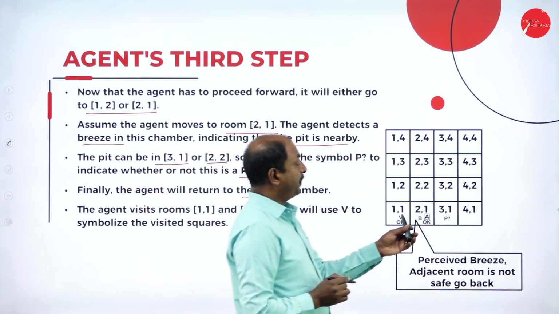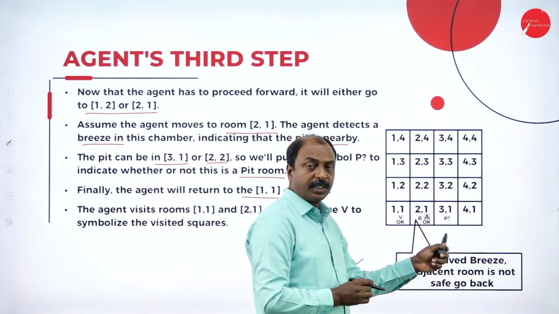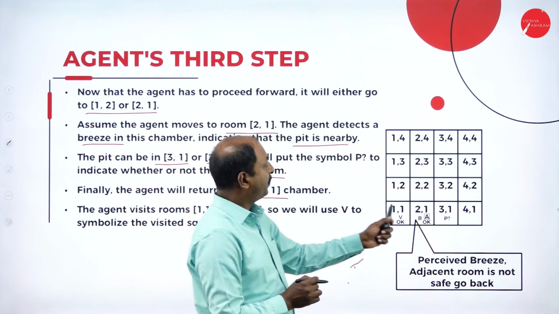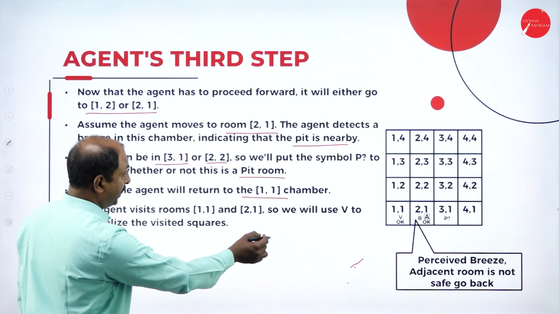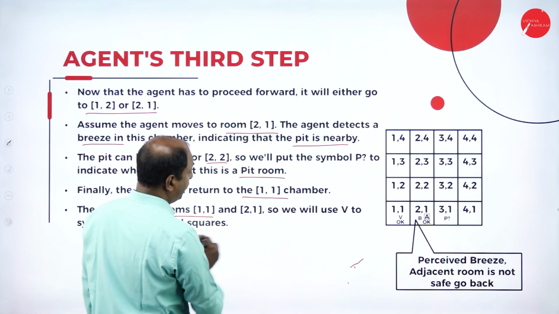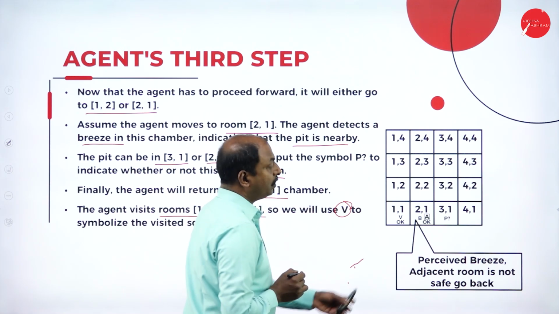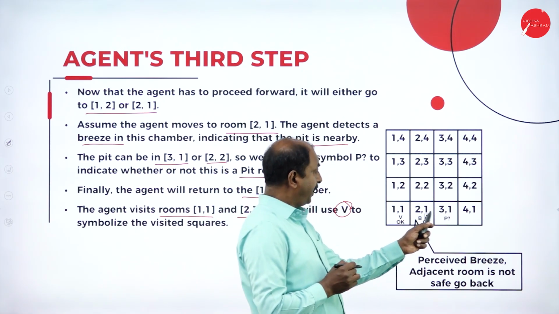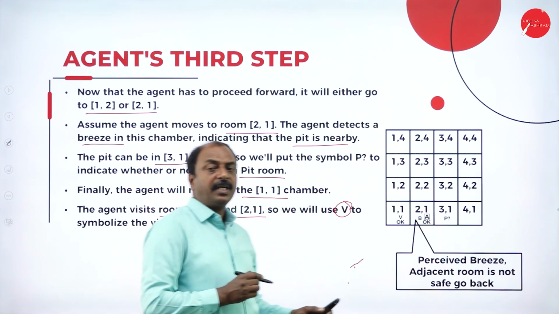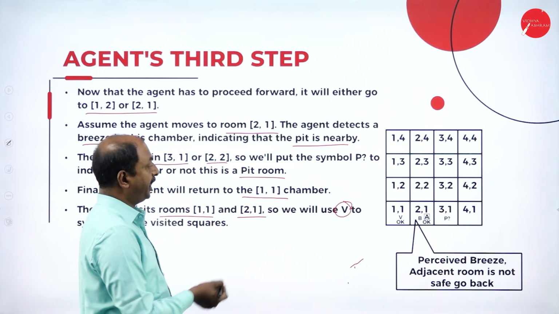Because he perceives the breeze here, there might be a pit at these two locations, so he will go back, or return to the original place, 1, 1. That is the movement of an agent at this stage. The agent visits the rooms 1, 1 and 2, 1, which we represent with the symbol V. So he visited 2, 1 and again returned to 1, 1. The agent has visited those two squares. So that is the next movement.